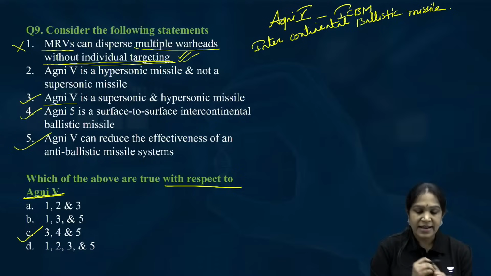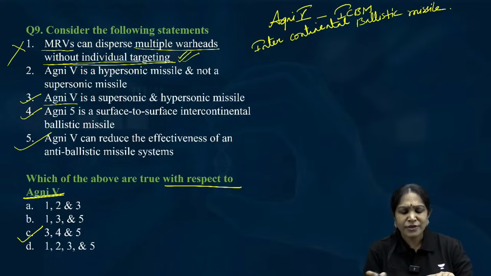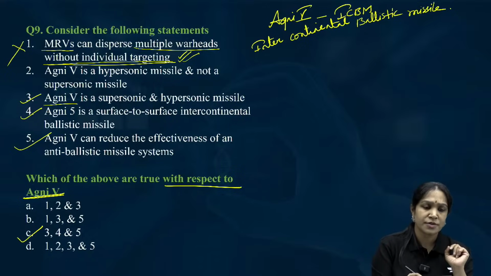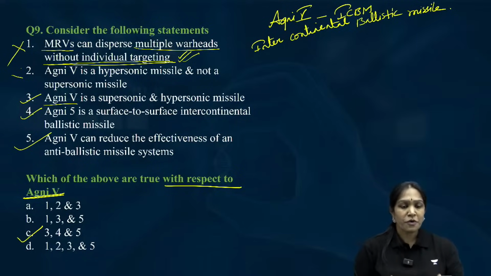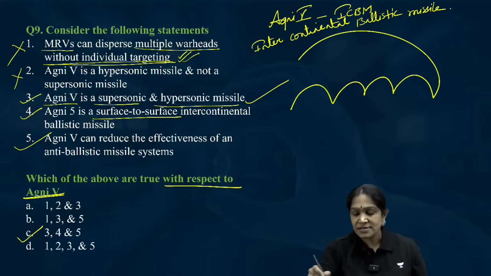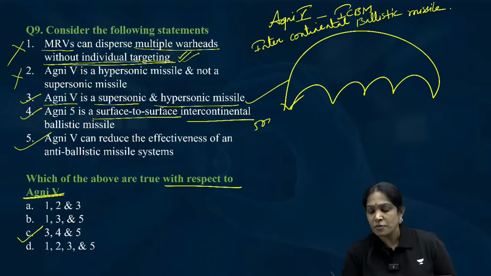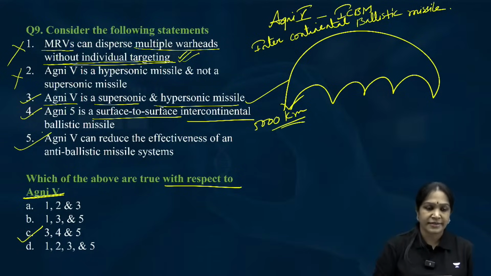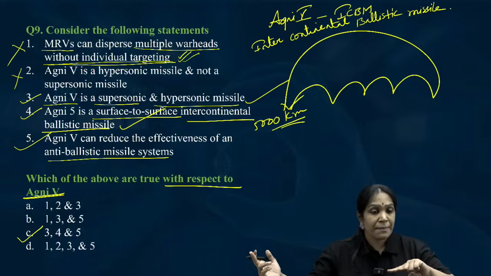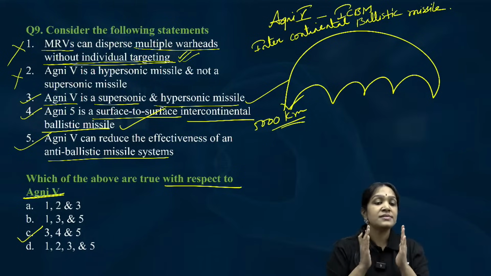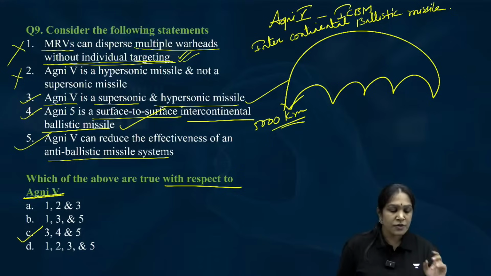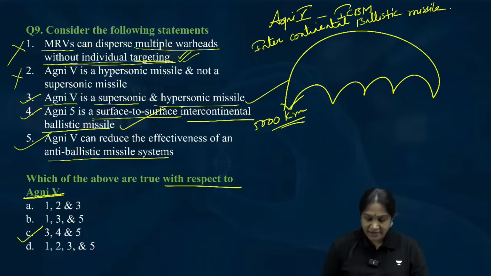So this is wrong. Next, Agni 5 is hypersonic, but not supersonic, not possible. Everything which is hypersonic is also supersonic. So this is wrong. So 3, 4, 5, it's supersonic and hypersonic, correct. It is a surface to surface missile, one surface to the other surface. Intercontinental, 5,000 kilometers range, ballistic missile, correct. Agni 5 can reduce the effectiveness of anti-ballistic missile systems. It means enemies' anti-ballistic defense systems cannot intercept Agni 5. So the right answer is C. That is 3, 4, 5 are the correct answers.